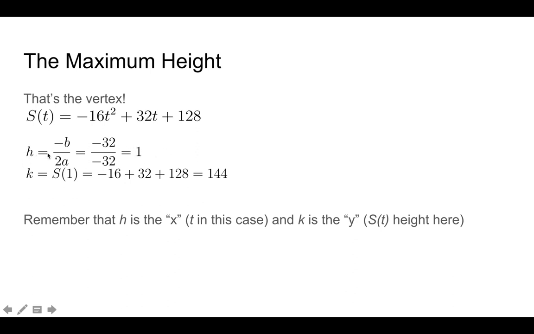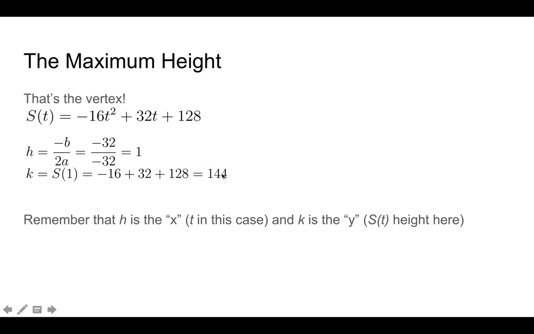We're halfway done. That's half of the vertex. To find the other half, we take that number we just got and plug it back into the function. So k is s of 1. You can check these details. You do get 144. Now we have to interpret these numbers.